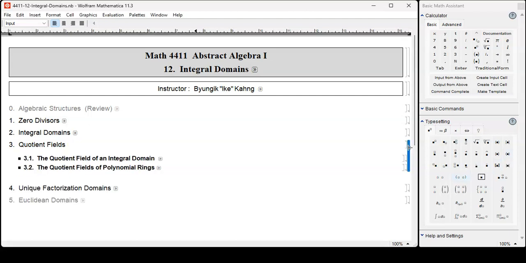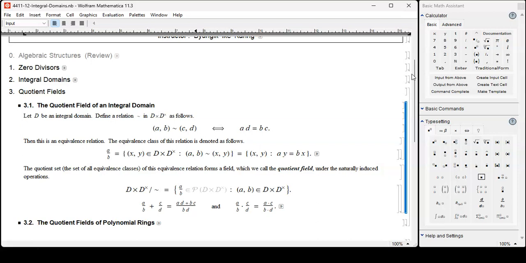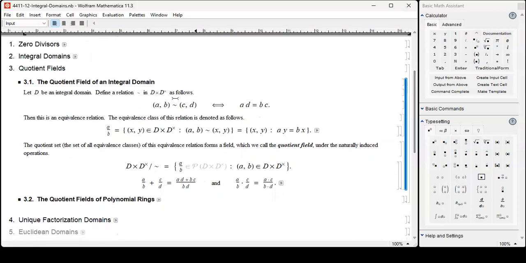This is very similar to the construction of the rational numbers from integers using an appropriate equivalence relation, which we discussed way back in week 1. Let D be an integral domain and define a relation on D times D* as follows. The first coordinate can be any element of the integral domain, but the second element must be non-zero. This is not just D times D, but D times D*, so a non-zero element.